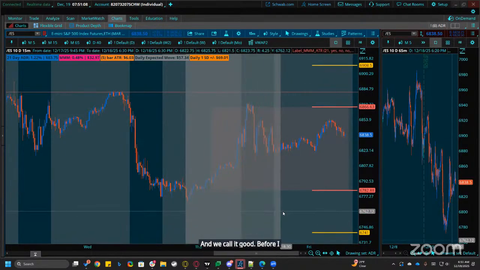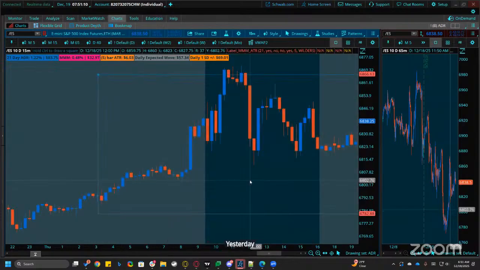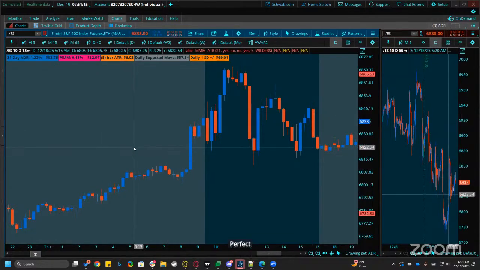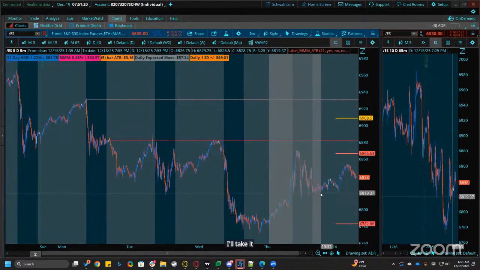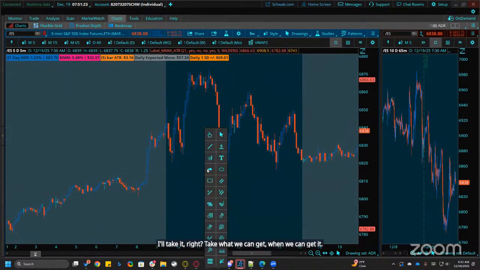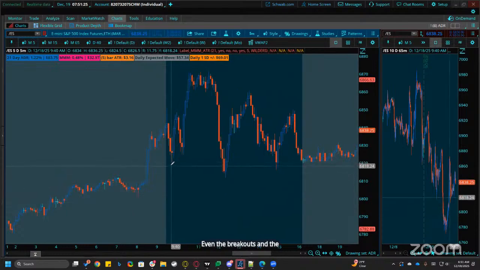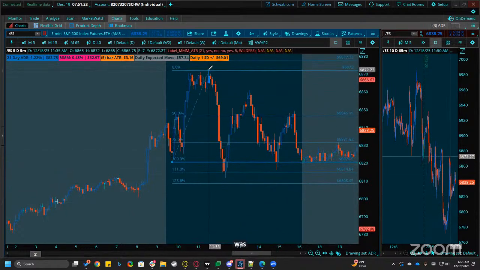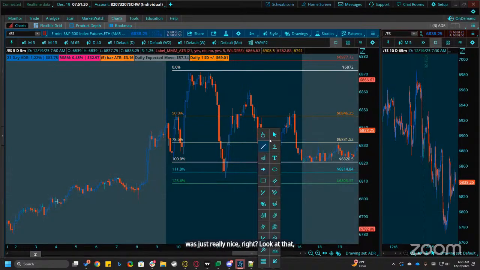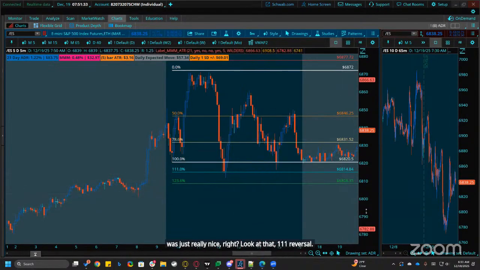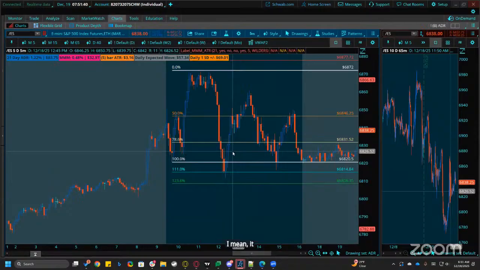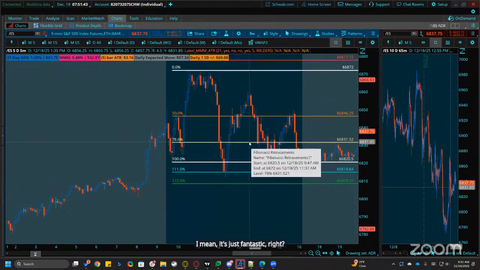Before I lost power yesterday was a pretty good trading day. We were playing it to the upside, playing it to the downside, perfect targets, perfect halfbacks, and it was just really consistent. I'll take it, right? Take what we can get when we can get it. Even the breakouts and the breakdowns into the new low of day was just really nice, right? Look at that 111 reversal. Step by step, and it did exactly what it was supposed to do. On the flip, went right back up to the half. I mean, just fantastic, right? Really, really good trading day.